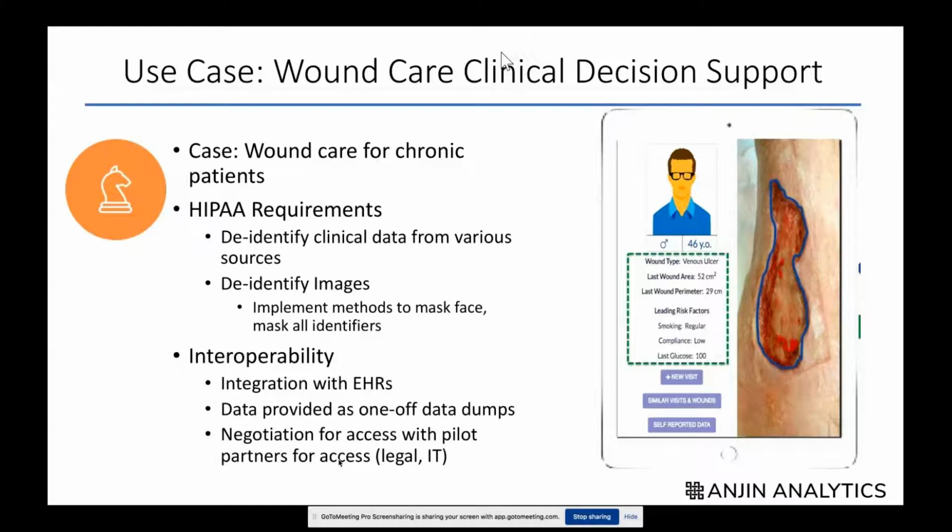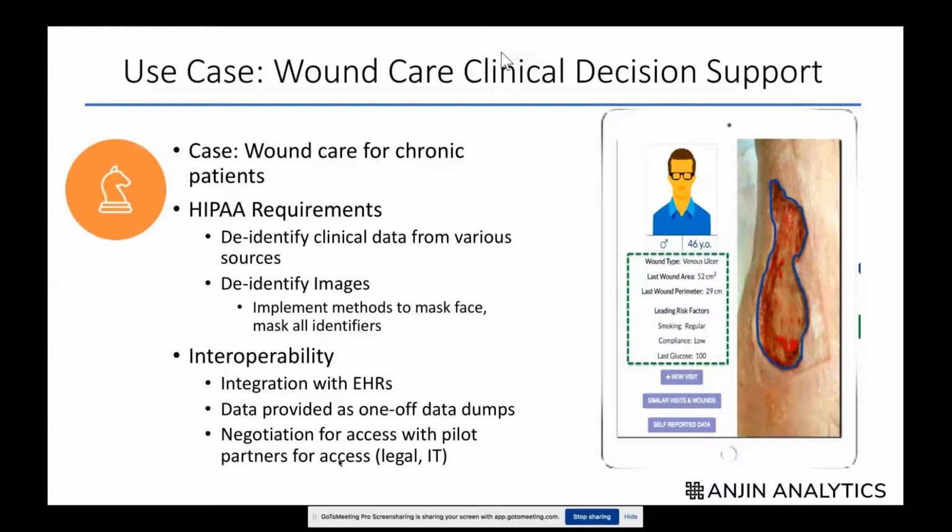is the negotiation for access. Usually once we get a project approved and we agree to work with a partner, there's a lot of legal and IT overhead: working out contracts and DUAs, data use agreements, on the legal side. And on the IT side, they're usually asking us for basically a checklist regarding how we're handling HIPAA in our platform. Sometimes this can just take a long time, so it could just be a time issue.